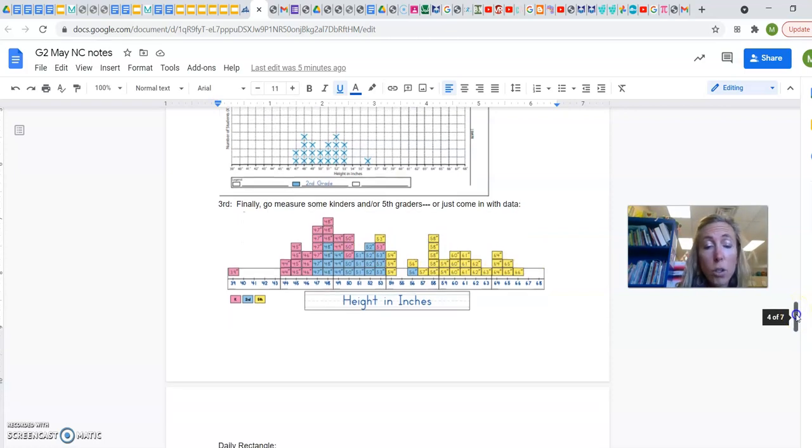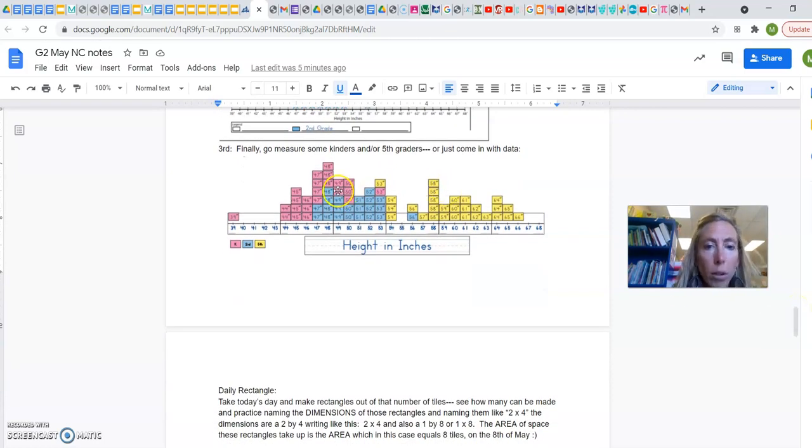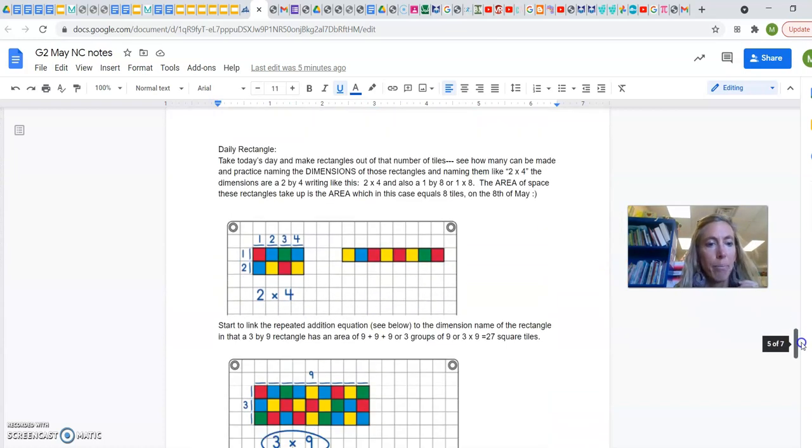But it's cool to be able to compare and say, oh wow, some kindergartners are actually the same height as some second graders. And look, one fifth grader is actually the same height as a second grader. And then you have one that's way over at 66 inches. So it's just good stuff to talk about.